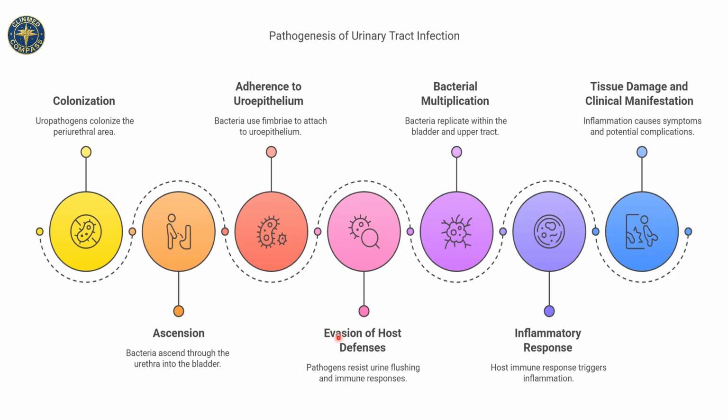Once they evade host defenses, they begin to multiply within the bladder and may spread to the upper part, including the kidneys. The host immune system reacts, leading to inflammation, pyuria, and cytokine release. Then we have the last one, which is tissue damage. Inflammation causes tissue damage, and you have subsequent clinical manifestations. This results in symptoms like dysuria, urgency, and fever. If severe and there's ascension to the kidney, we will have pyelonephritis, and complications like urosepsis can also result. This cascade explains both the symptoms and complications seen in UTI.